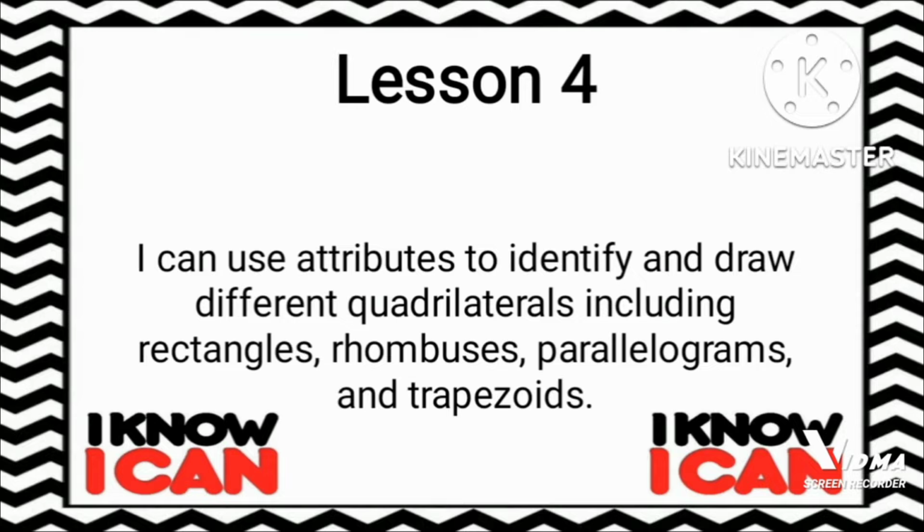Let us complete lesson 4 of your grade 2 module 8 workbook. We'll use attributes to identify and draw different quadrilaterals, including rectangles, rhombuses, parallelograms, and trapezoids. Alright, so we're naming quadrilaterals. We'll draw rectangles, rhombus, parallelogram, and trapezoids.